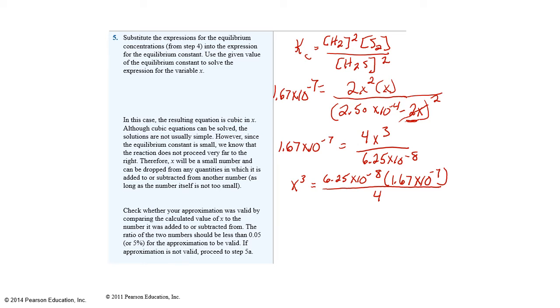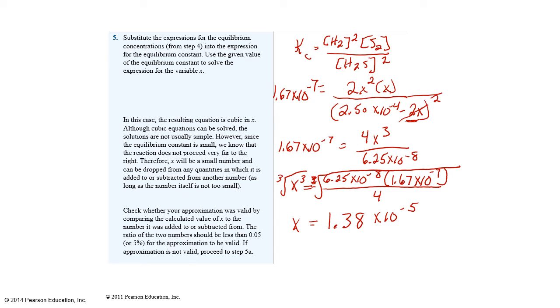And then we can take the cubic root of each side. It's supposed to be a cubic root. And so then x equals 1.38 times 10 to the minus 5th.